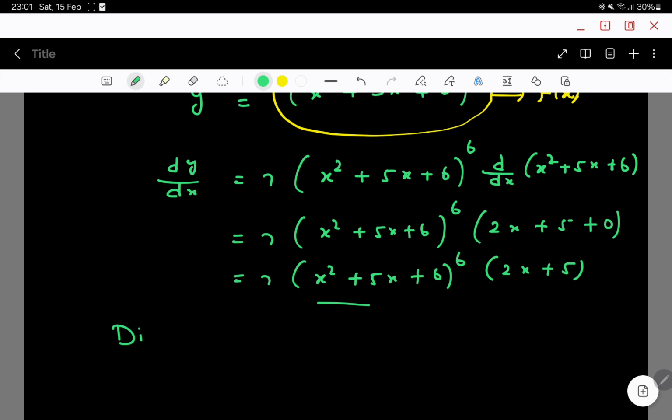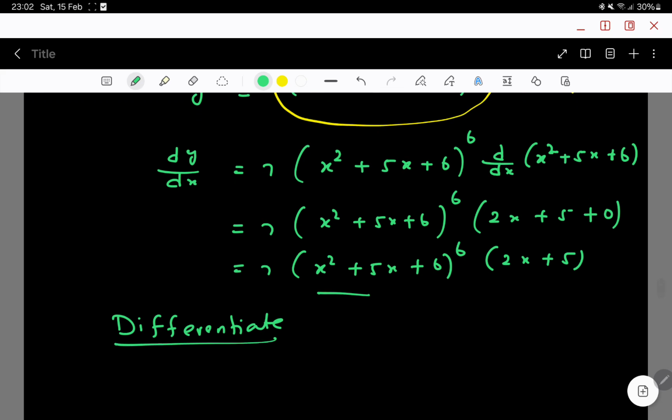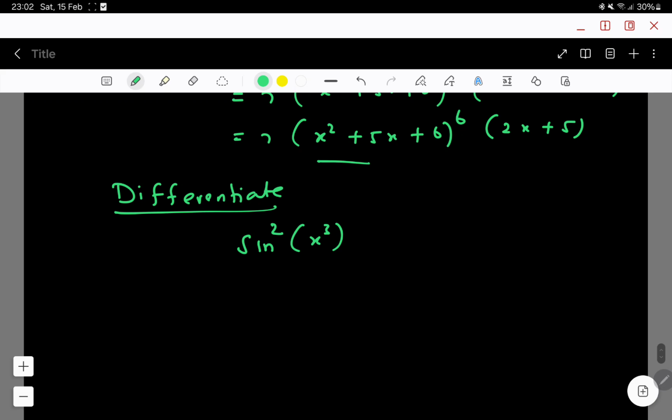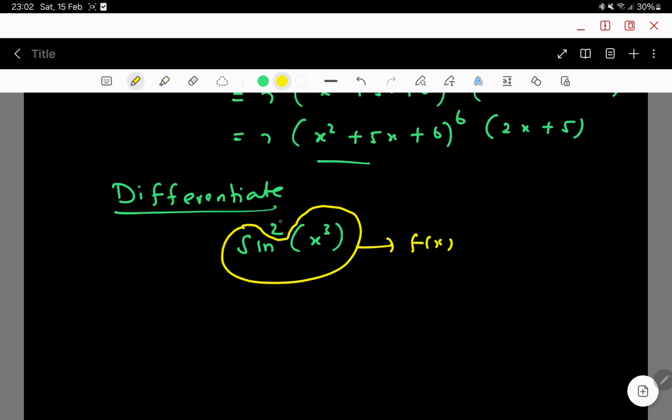Next, another example, differentiate sine square x cube. So in this problem, f of x is sine of x cube. This is f of x. 2 is the n value. n equal to 2, and f of x is sine x cube.